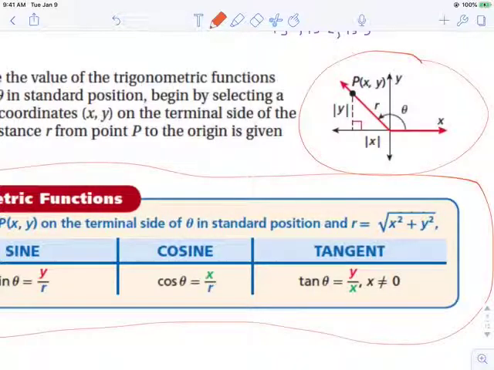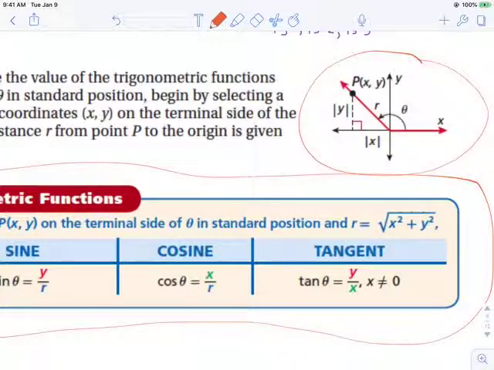Well, what would be cosine? Cosine of this angle would be adjacent over hypotenuse, x over r. Tangent, opposite over adjacent, y over x. Do you see where all these are coming from?